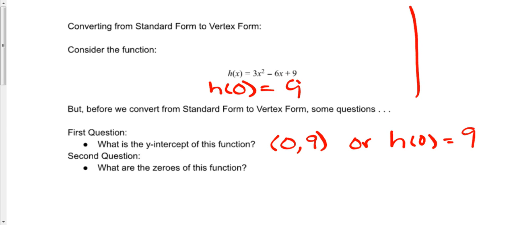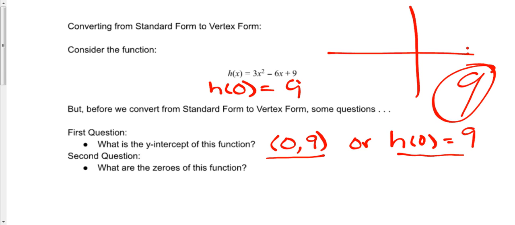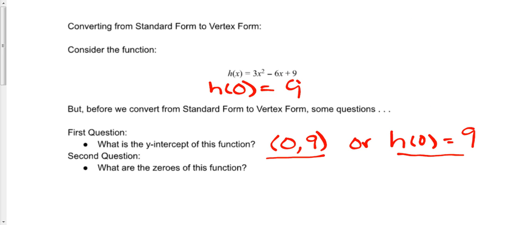Don't just write a 9. Because where's 9 on my coordinate plane? Up 9 over 1? That sounds pretty arbitrary. Can I get a point on the coordinate plane with just one number? No, I cannot. I need either that ordered pair or a function relationship, right? So do it like this, not like that. Don't be that person. Okay. What are the zeros of this function?